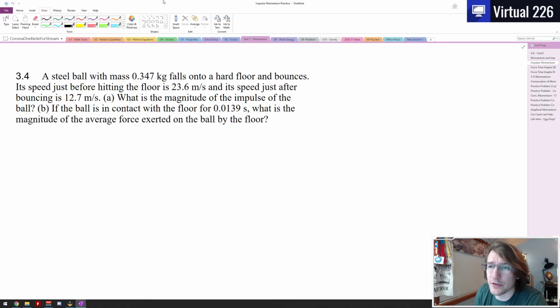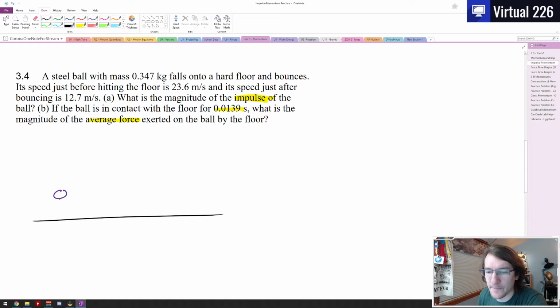We're looking for two things here. We are looking for the magnitude, or just the size, of the impulse of the ball. And then, if the ball is in contact with the floor for a very short period of time, 0.0139 seconds, what's the magnitude of the average force F exerted on the ball by the floor? So let's take a look at this. First, let's draw a picture, right? Pictures are super great. Grandpappy Botzer said so.